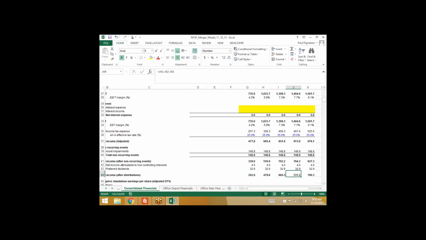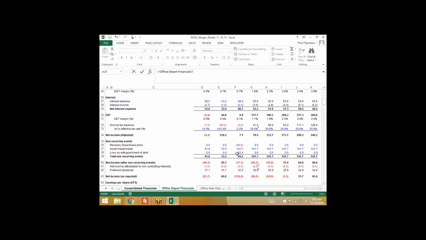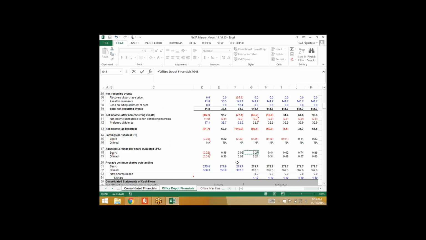So, net income after distributions, which would allow us to calculate accretion dilution. And you do it first by pulling in the acquirer EPS. We're going to pull in the acquirer EPS, Office Depot EPS, which is this adjusted EPS. Now, just a side note, I don't know if you care or not, but this is something I had to do. This was the reported EPS, negative, not available.